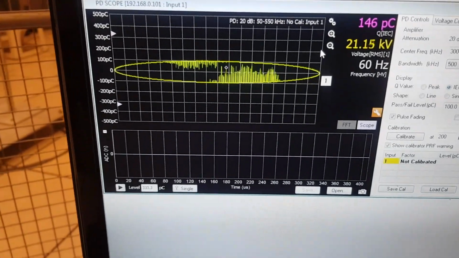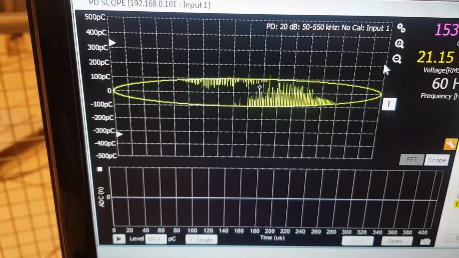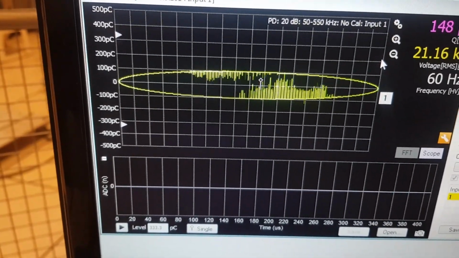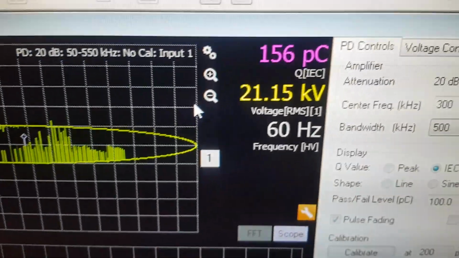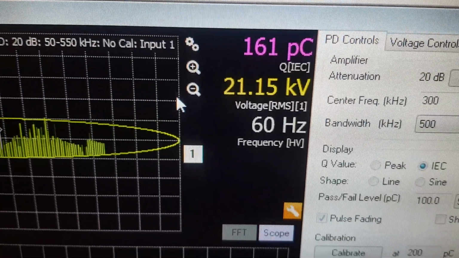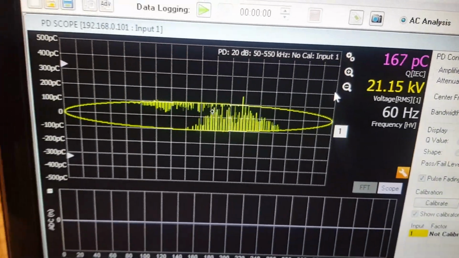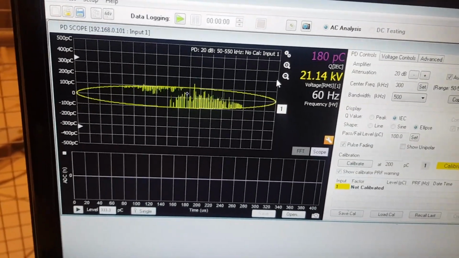So this is the PD detector. This is the ellipse format that you can show here, with the partial discharge at the positive cycle, the top one, and the negative cycle, the bottom one. And here the value of the partial discharge is around 160 picocoulomb, and this is the voltage that we apply to the system. So that is an overview of the partial discharge detection system.